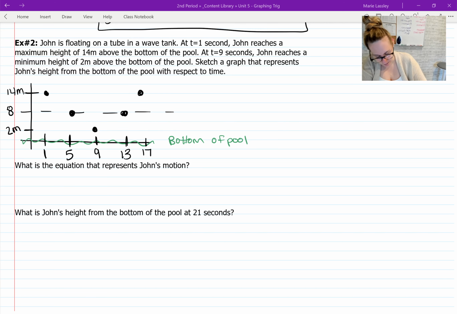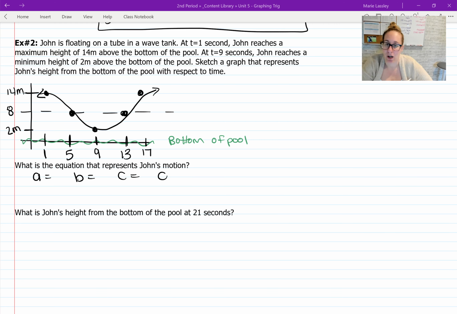All right, so now I connect my dots. And that is the graph of my function. The next question wants me to make the equation. So it's always good to kind of list out all of your pieces, C and D. We're going to go through and find everything.